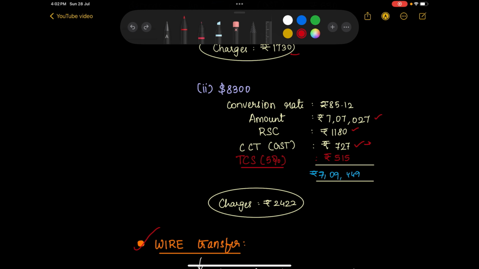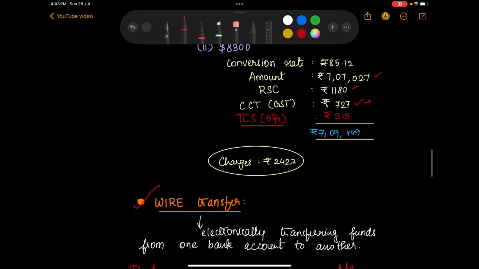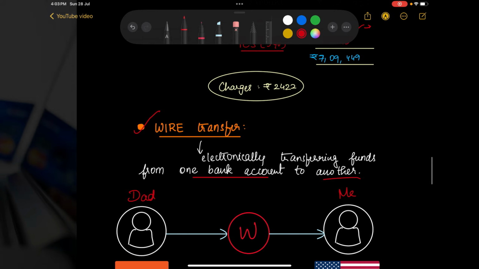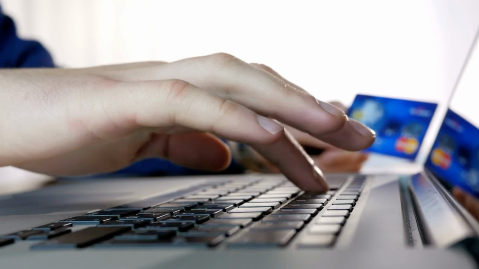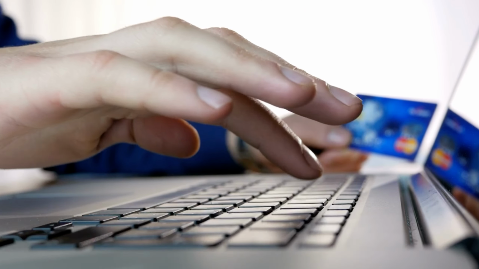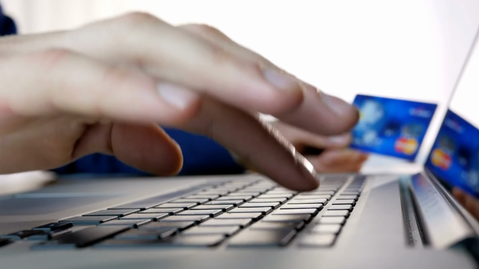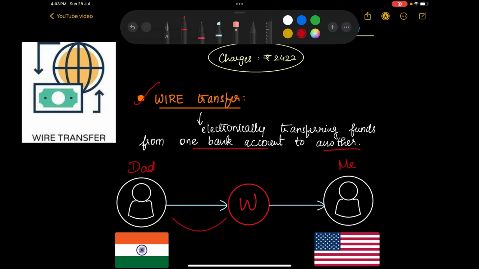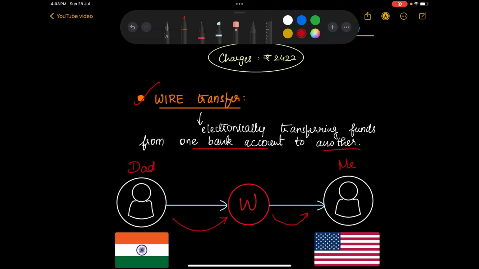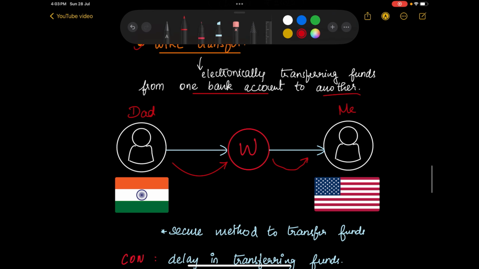The next method is wire transfer. Wire transfer is electronically transferring funds from one bank account to another. Let's say that my dad wishes to send me funds to my bank account in the US. Instead of directly transferring funds from his account to my account, he can use a channel like wire transfer to send his money to the wire transfer platform and then to me. This is considered to be a secure way to transfer funds, and it's mostly recommended by students in the US.